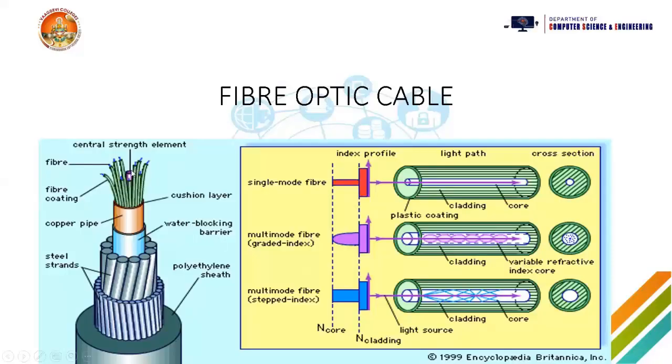So you can see here the core, which is made of glass. The outer part is made up of cladding, that's nothing but a plastic coating. And then we have a copper pipe and the steel strands and finally the polythene sheet. You can see so many materials are being used in order to provide safety and security to this core, that is the glass part. Since glass is very fragile, which can be easily broken, that's the reason we have so many elements that are covering and providing safety to this product.